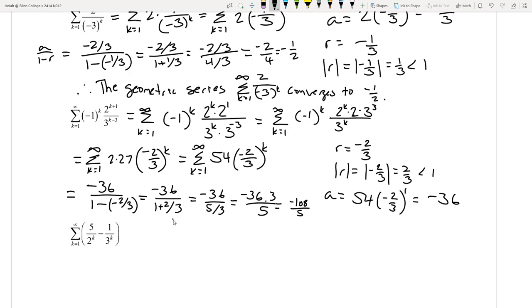And therefore, the geometric series, k equals 1 to infinity, negative 1 to the k, 2 to the k plus 1 over 3 to the k minus 3, converges to negative 108 over 5. So that's our answer.